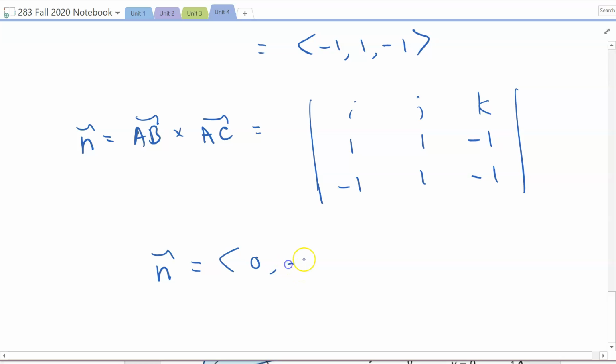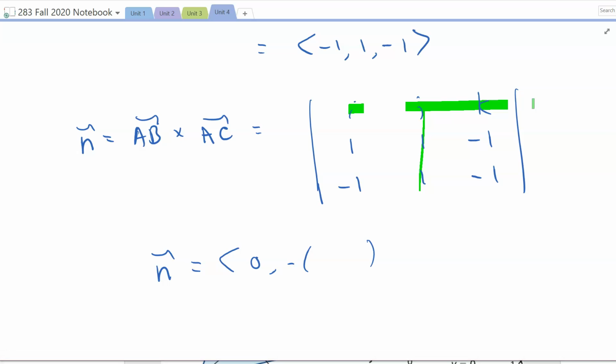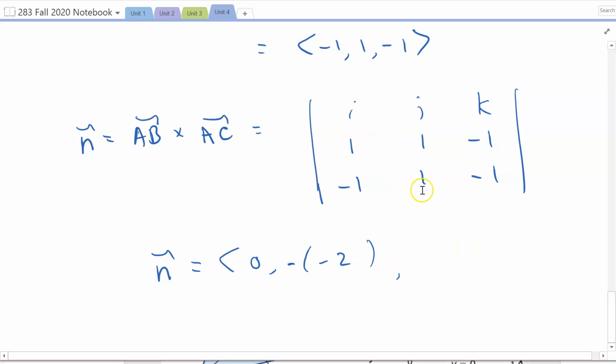All right, and then we have to take the opposite of what we get by covering up the middle column, first row. That's going to give us negative 1 minus 1, so that's negative 2. So we're going to have minus negative 2. Remember, we have to negate that result. And then crossing off the first row, last column, we get 1 minus negative 1, which is positive 2. So a normal vector to this plane is (0, 2, 2).